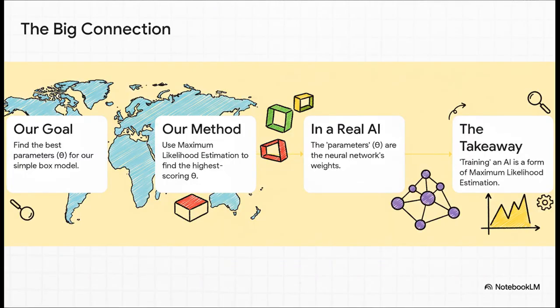Okay, let's make the big connection. This is the aha moment. Our goal was to find the best 4 parameters for a simple box. Our method was maximum likelihood estimation. Now think about a huge AI model. The parameters aren't 4 numbers. They're the billions of weights in its neural network. And the process we call training, it's just a massive, incredibly complex version of MLE, an algorithm searching for the set of weights that best explains the data it was shown. It's the exact same core idea.